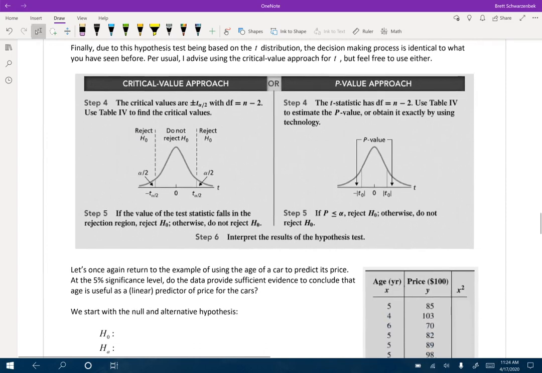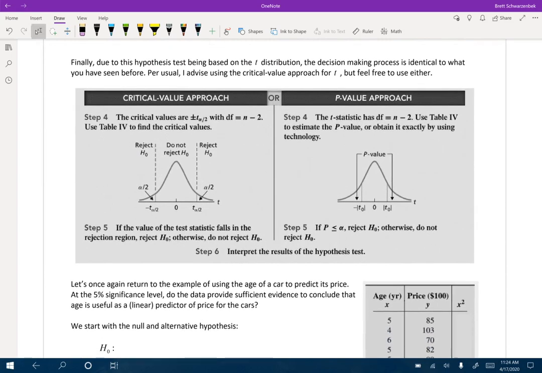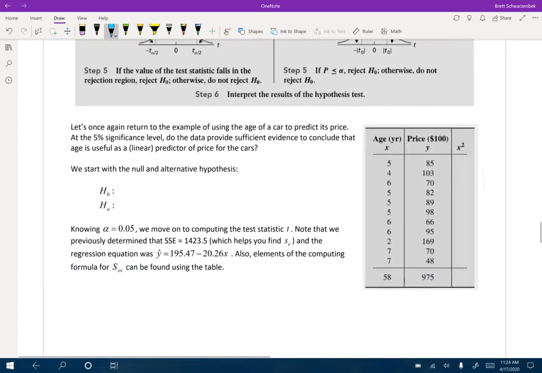So clearly we're going to get to that car problem in a sec with the price, but again, just remember the critical value and p-value approaches. We're back to t. They don't change, other than degrees of freedom being n minus 2. Don't forget that, because we're back in t world.